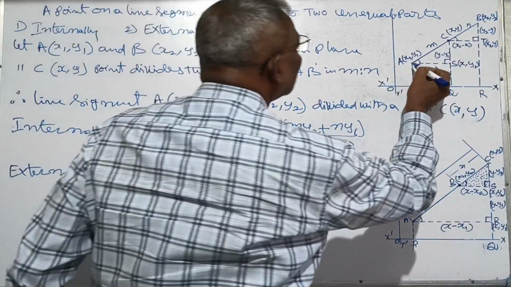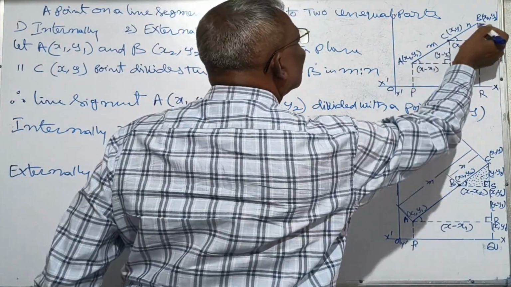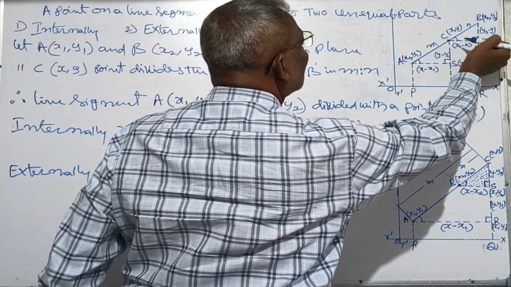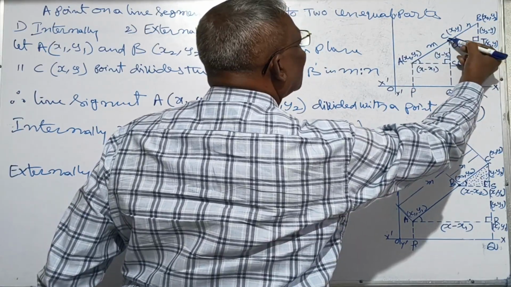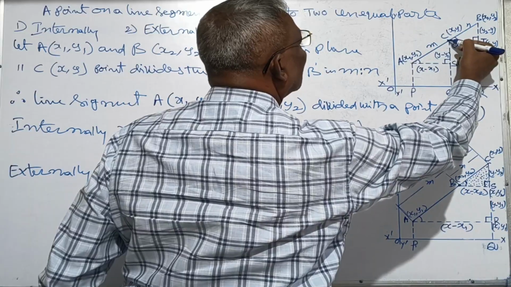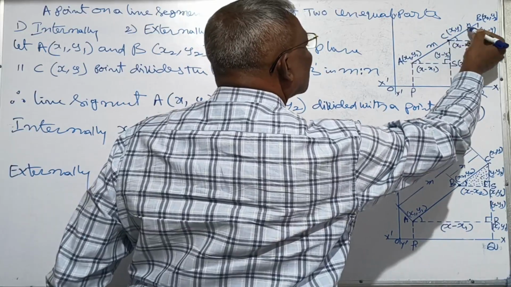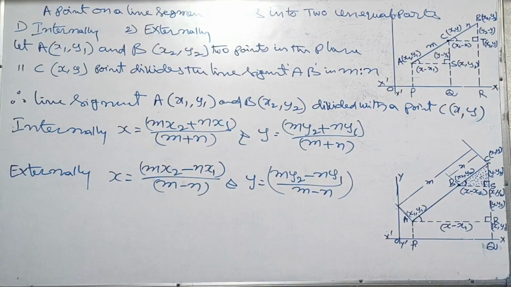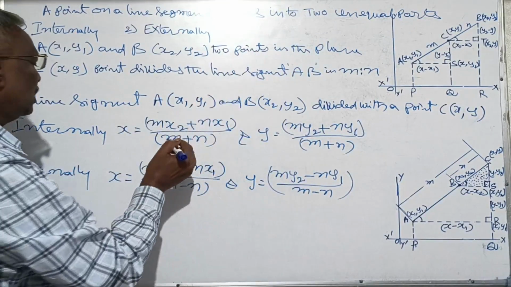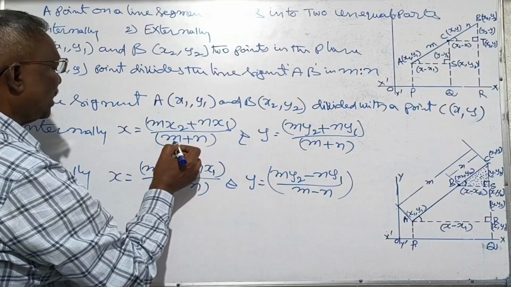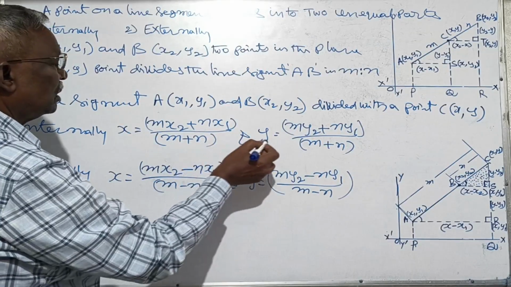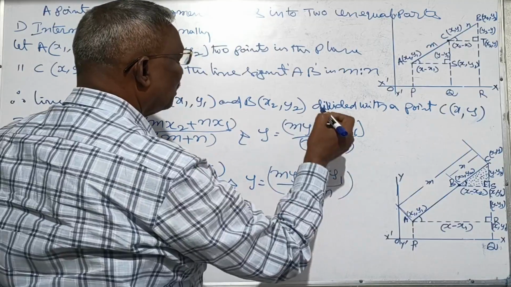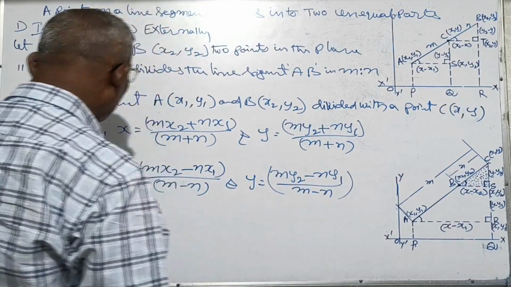Next, line segment AB with A x1 y1 and B x2 y2. Point C xy divides it internally in the ratio m is to n. Its ordinates are mx2 plus nx1 by m plus n and my2 plus ny1 by m plus n.